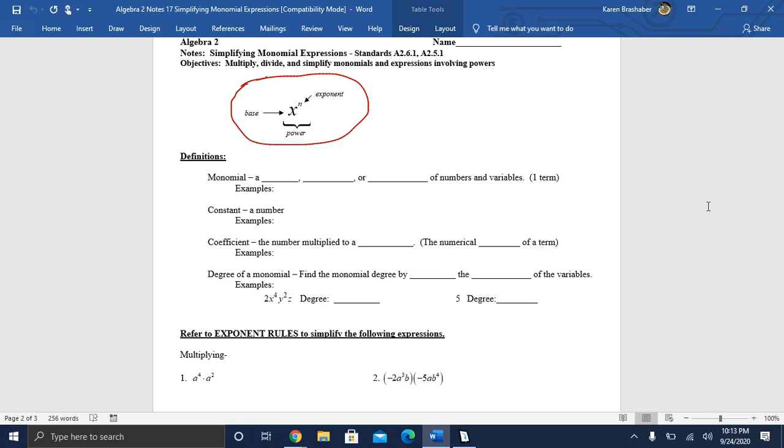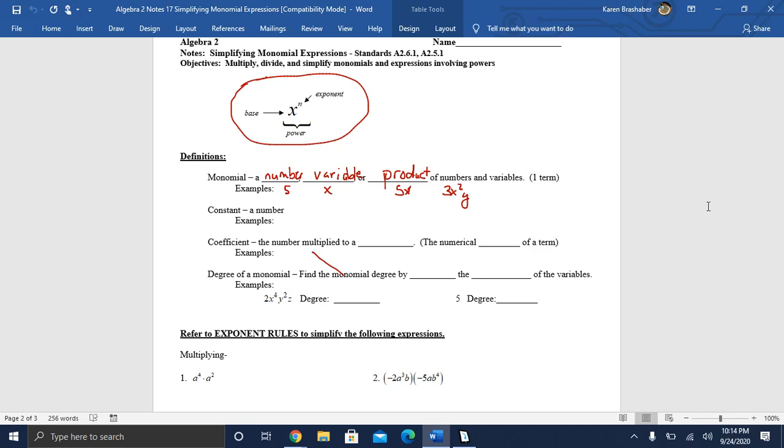So we'll do just a few definitions. A monomial is a number or a variable or a product, which means multiply, of numbers and variables. So examples of monomials, you could just have a number like 5. You could just have a variable like x, or you could have a product of that number and that variable, so 5x, or it could be a product of multiple variables, like you might have 3x to the second y. That would also be a monomial.